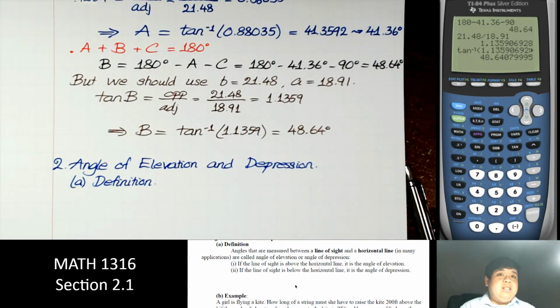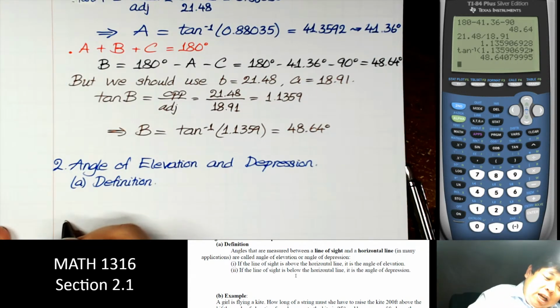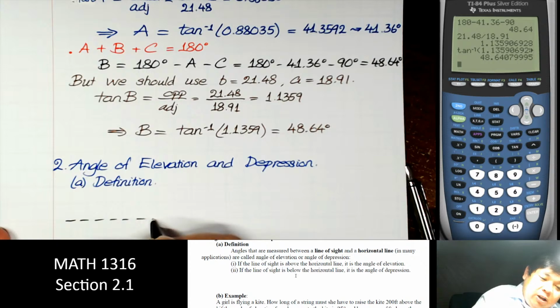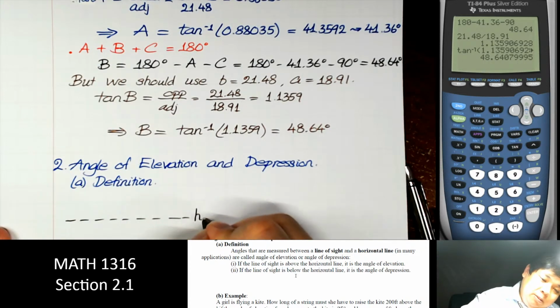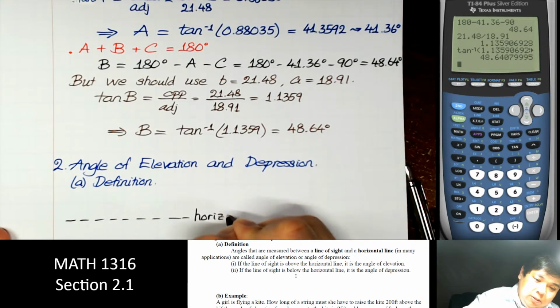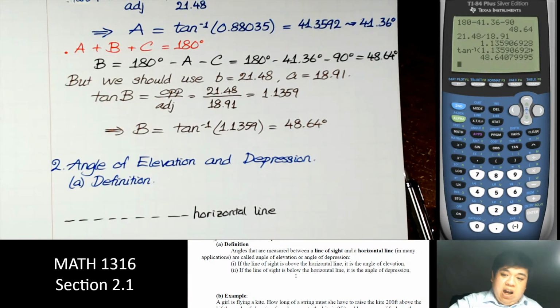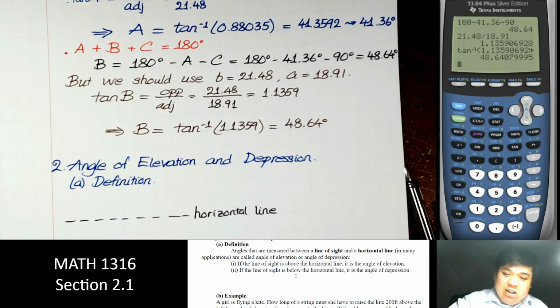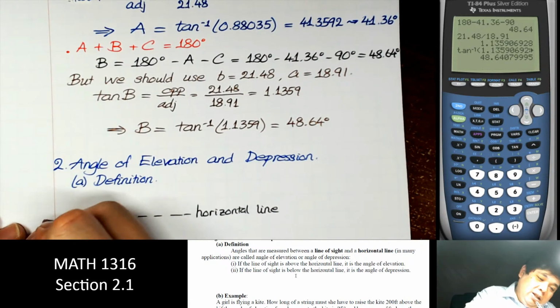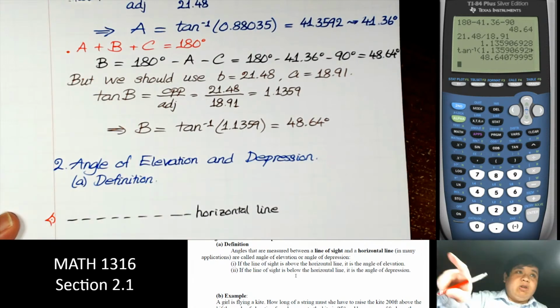So the definition is, of course, on that note, I'm just going to draw a picture instead. First, if we have a horizontal line, and we have an eye level, so let's say an eye level looking horizontally.